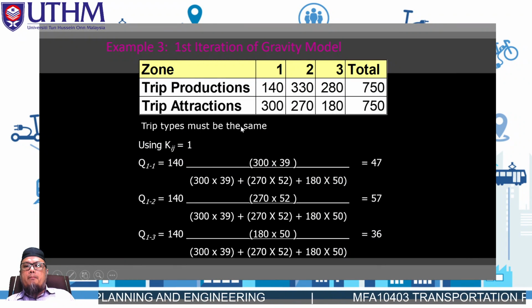Okay, from that particular table data, we have zone 1 to zone 3, so we have the trip production and attraction. Now we calculate each trip for the cells 1-1, 1-2, and 1-3. The first one we obtain is 1-1. This one is 300, which is the production P.